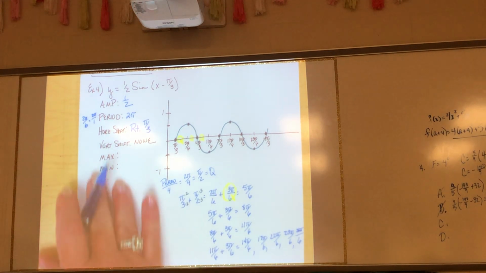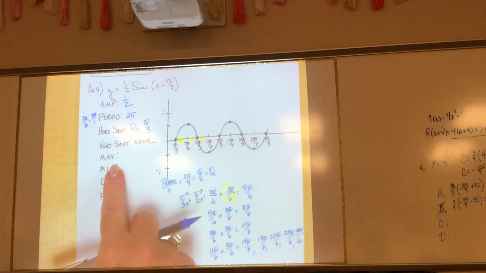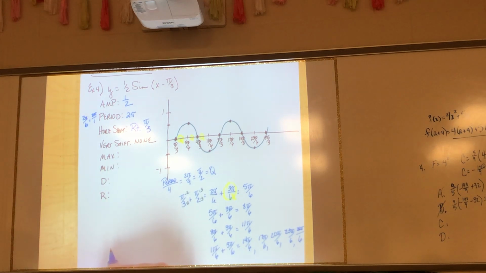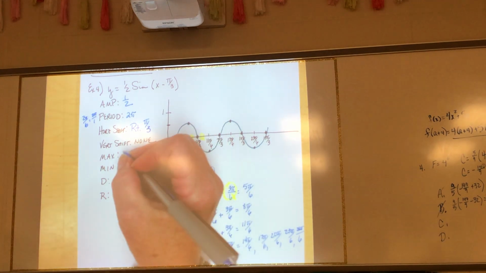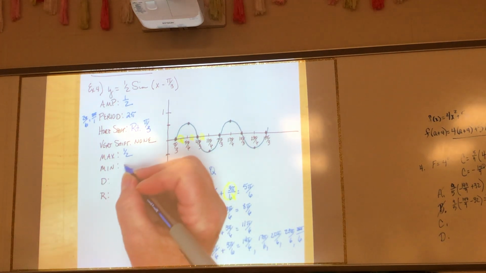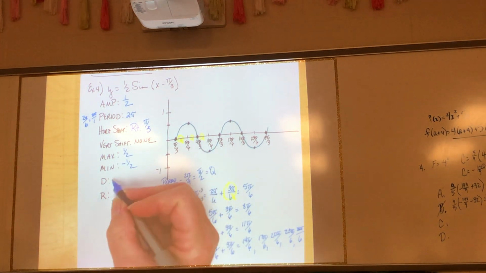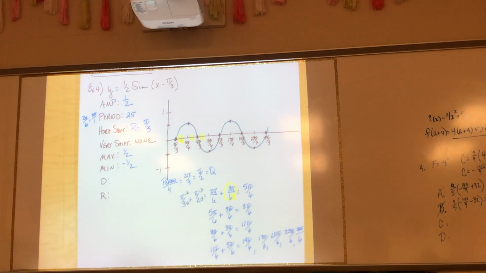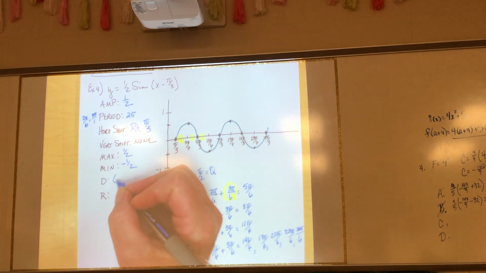Okay, so let's fill in the rest of this chart. What's my max? 1/2. How high does my B go? My B, my B, 1/2. What's your min? Negative 1/2. What's my domain? That's negative infinity to positive infinity.